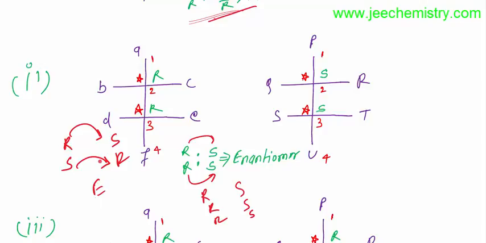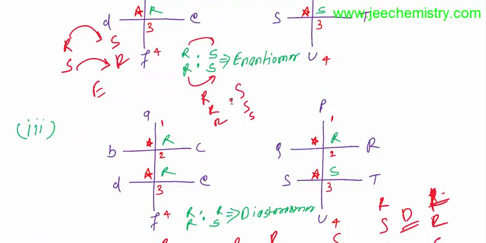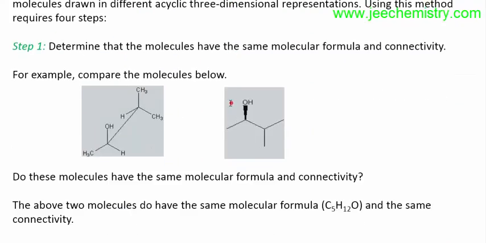So enantiomer, diastereomer, identical, clear. These three are the relations generally asked in the examinations. Now we'll learn about the questions.